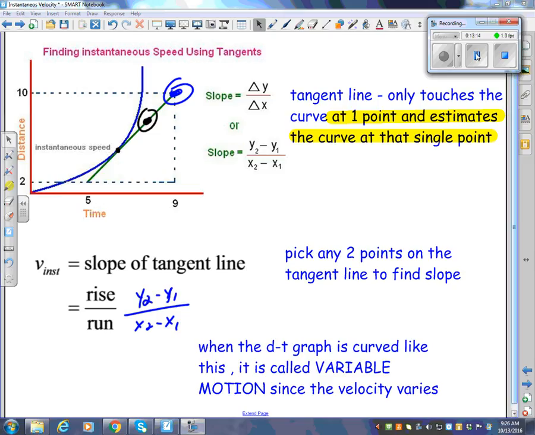And I think you have at the bottom there, when the d-t graph is curved like this, it is known as variable motion. Why is it called variable motion? Because the velocity varies. It increases or decreases. Curved up or curved down doesn't matter.